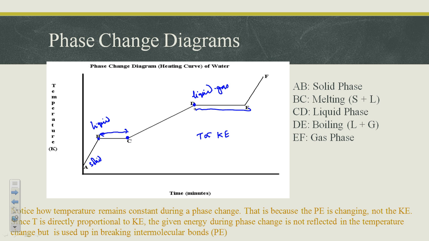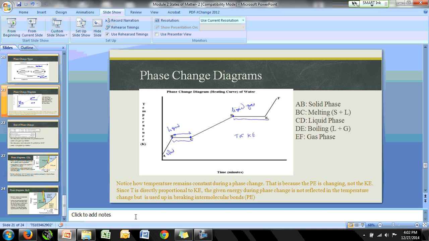You'll also notice that the boiling flat curve is much larger than the melting one. That's because when you're boiling, or changing a liquid to gas phase, you are breaking almost all intermolecular forces versus some in going from solid to liquid. Now I'm going to show you the interactive to explain this further.